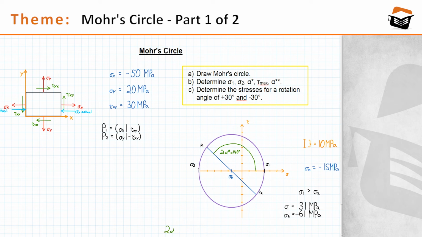If 2 times alpha star is equal to 140 degrees, that means that the standalone angle alpha star must be equal to 140 divided by 2, which is 70 degrees. 70 degrees, that's the angle by which you need to rotate the coordinate system so that the normal stress magnitudes reach their maximum. And one more thing.